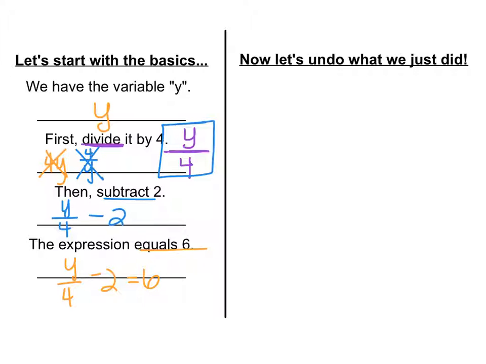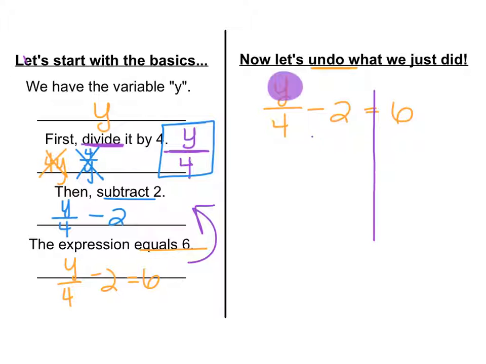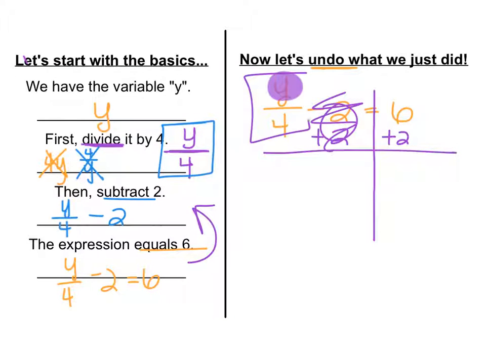Notice we don't know what y is, so we have to undo our things to solve. Y divided by 4 minus 2 equals 6. I draw my line down the middle, and I am trying to get y by itself. I have to get that clump alone first, so I'm going to undo. If I work backwards, that's subtract 2. Opposite of subtracting is adding, so add 2 to both sides. Those cancel because they're 0, but I still have this clump. Y divided by 4, now it equals 8.